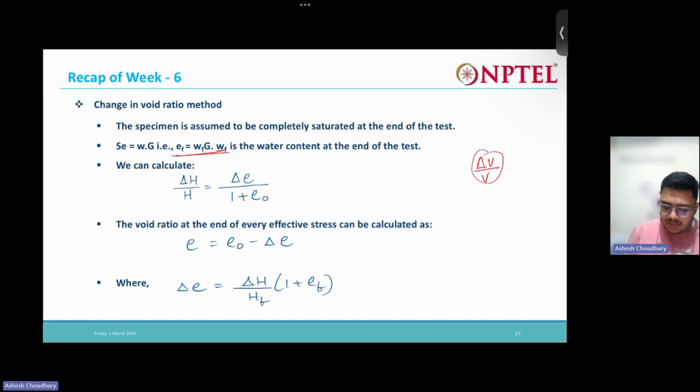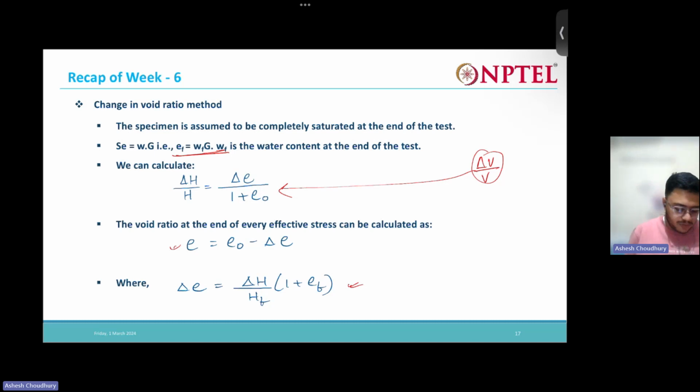Right, so this can be represented as this. Okay, delta e by 1 plus e naught. Now the void ratio at the end of each effective stress can be calculated as e is equal to e naught minus delta e, where delta e is equal to delta H by H_f times 1 plus e_f. So this is one more method how you can calculate the void ratio at each step.